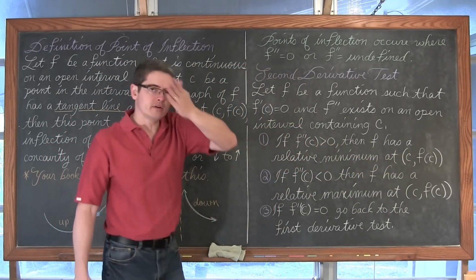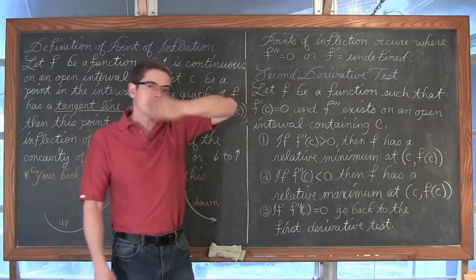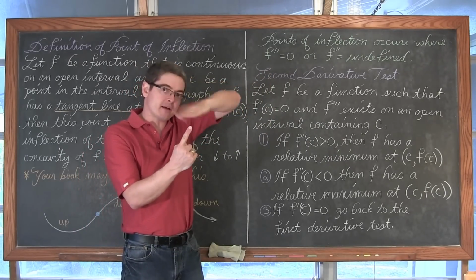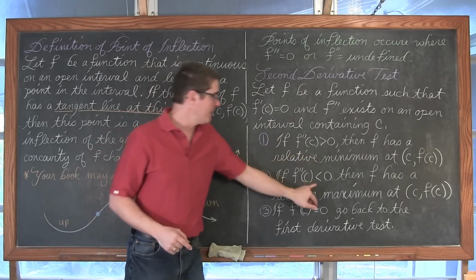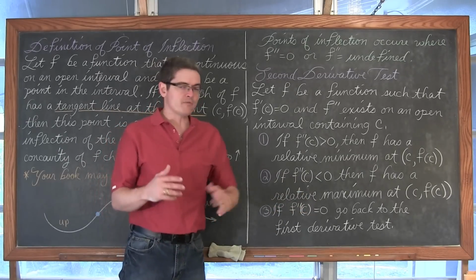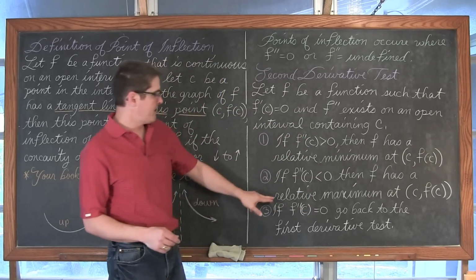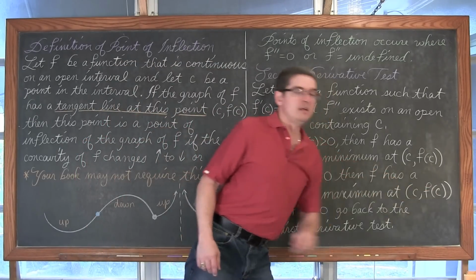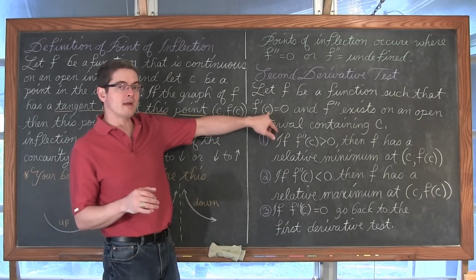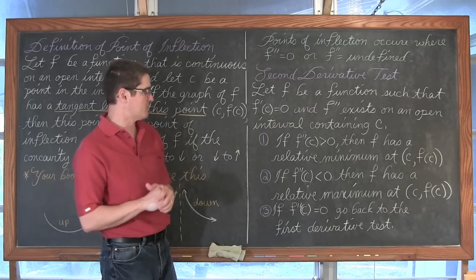If your second derivative is greater than 0, then you're concave up, and of course, at the bottom of that curve, you're going to have a relative minimum. If the second derivative is negative, that means your function is concave down, then at c, f of c, you have a relative maximum. Again, we're talking about only the points where f prime of c, the first derivative, is equal to 0.